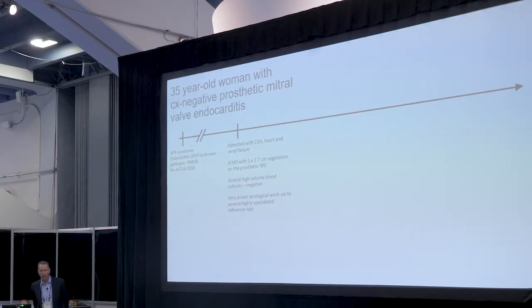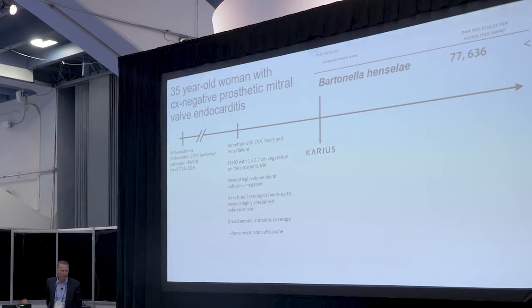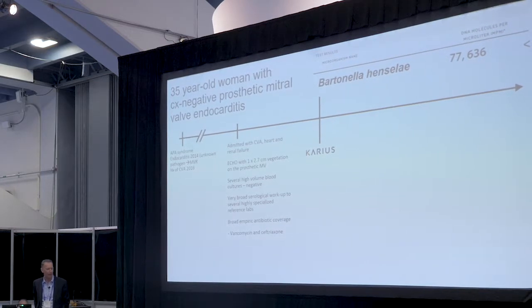Now, at the other institution where she came from, as well as our institution, all the cultures were negative. My partner over the weekend, who started the workup, did a very broad serological workup, started looking for our usual culture-negative workup. Antibiotics were started, vancomycin and ceftriaxone. And the next day, when I came on board, I thought this would be a very good case for Karius. So I went ahead and sent it off.